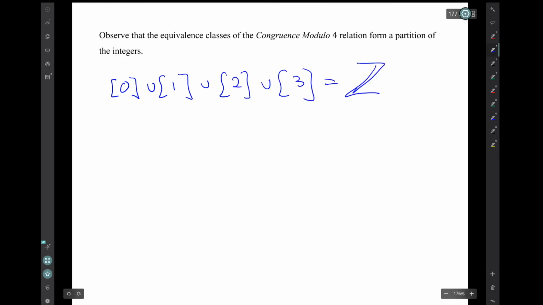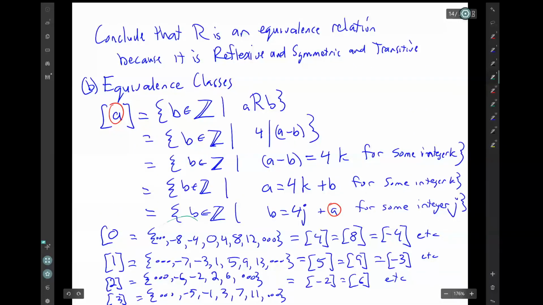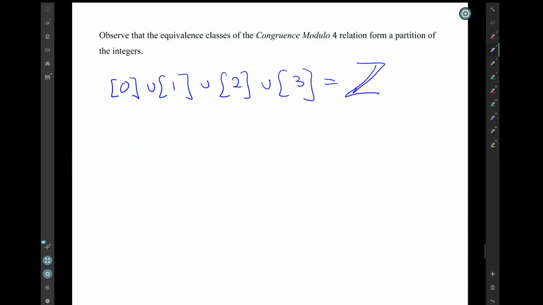The union of all those equivalence classes is the whole set of integers. Look at these sets we got. Those four equivalence classes contain all of the integers. But also notice that the intersections are empty.